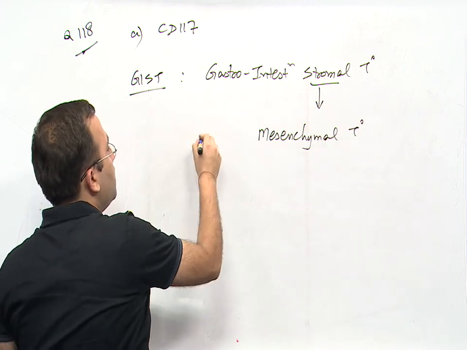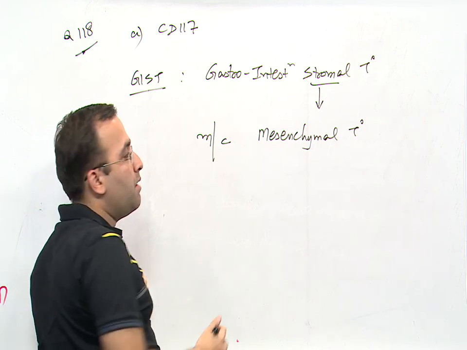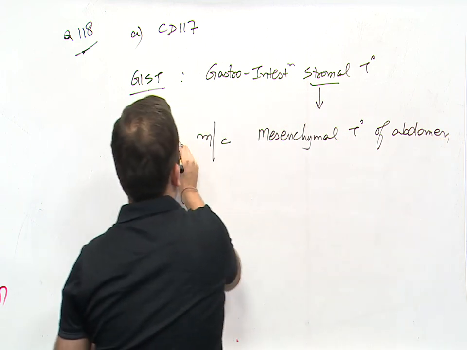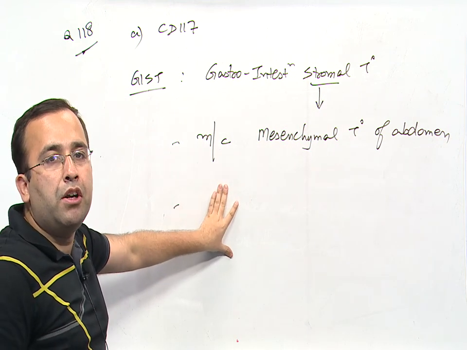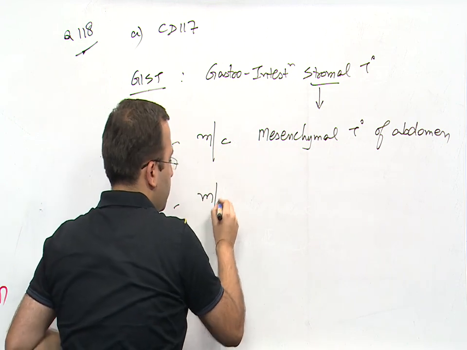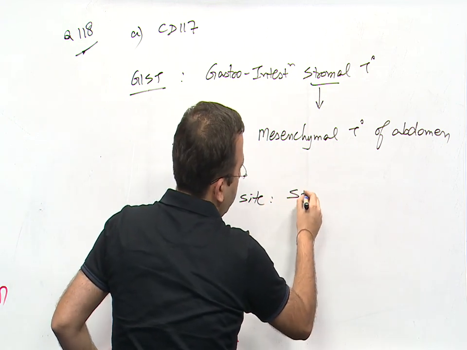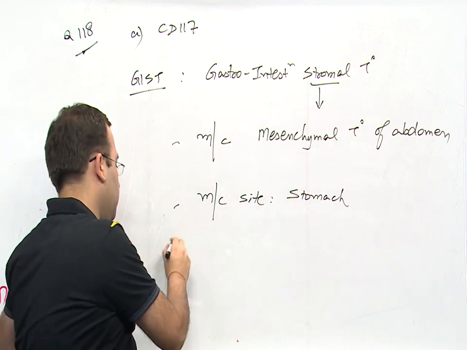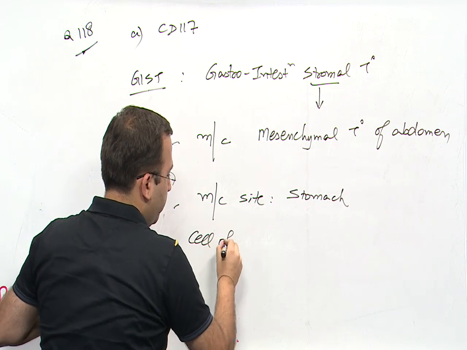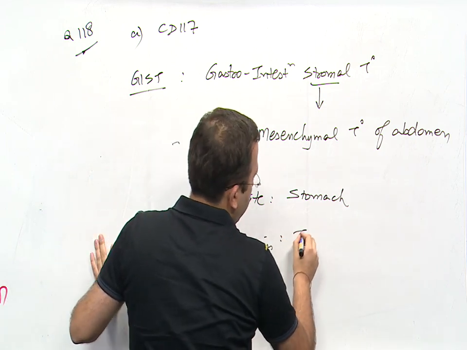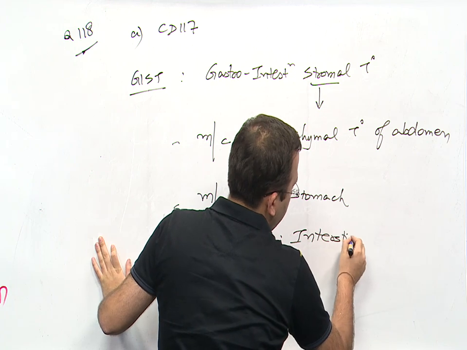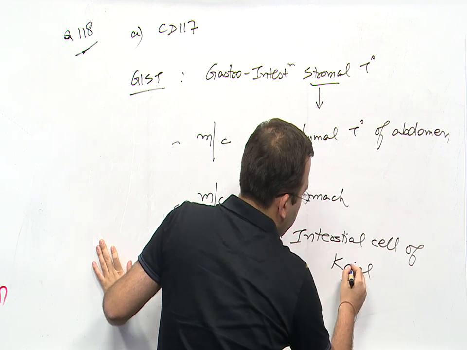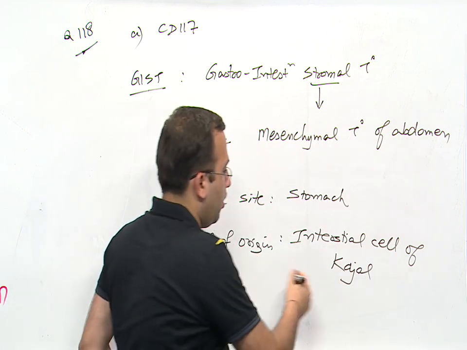So, first point, it is the most common mesenchymal tumor of the abdomen. Next point, most common site, stomach. Next, cell of origin, interstitial cells of Kajal.